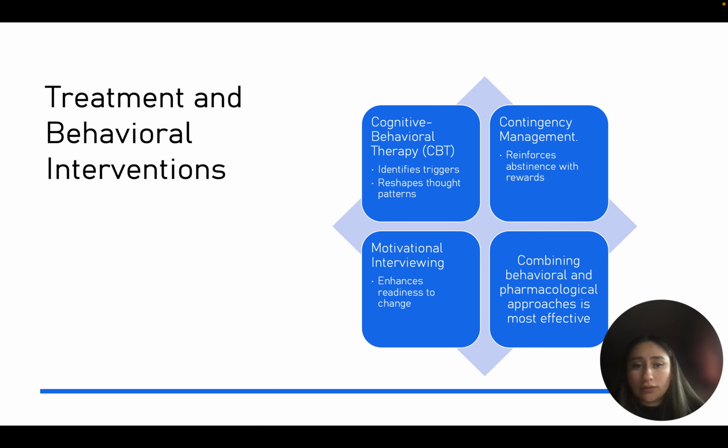To explain a bit more, cognitive behavioral therapy helps individuals identify and challenge thought patterns that sustain their use. Contingency management provides immediate reinforcement for abstinence, for example, giving vouchers or extra privileges. Motivational interviewing focuses on ambivalence and encourages intrinsic motivation for change. Combined with pharmacological therapy, like methadone and buprenorphine, these behavioral approaches significantly improve recovery outcomes.